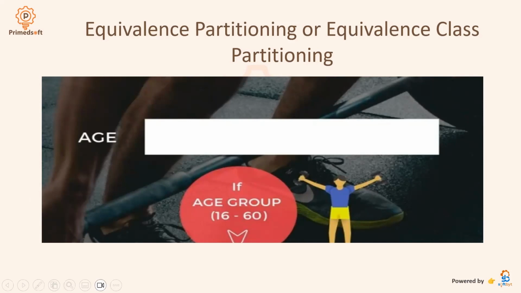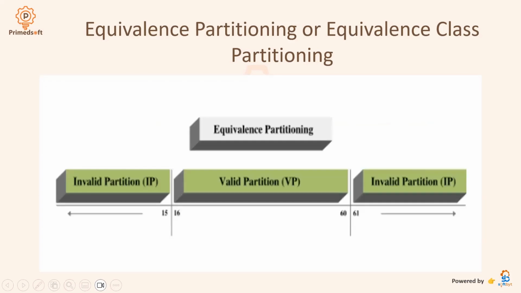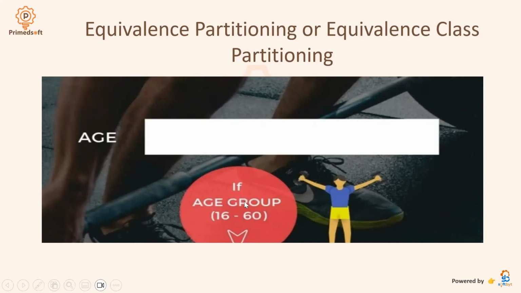So let's go to the next slide so you see what I'm saying. Like I said, I'll go back to this slide. Take note of this: people that should have access to this website should be people between 16 and 60. So that automatically means that between 16 and 60 becomes our valid partition.